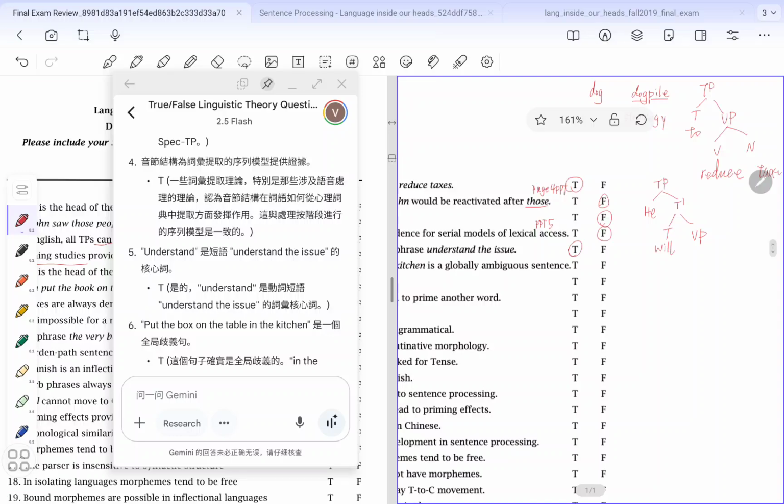Right, again, we talk about this, but it doesn't matter. That's the phrase that's the complement to understand. Understand is the head. See, it projects, right? It's the head of the whole phrase.